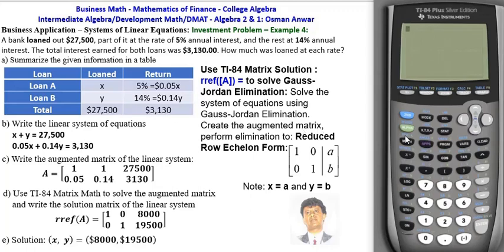Okay, so we do second matrix again, edit. It is 2 by 3 again, and simply put the values. The x values are 1 and 0.05. Then the y values are 1 and 0.14.